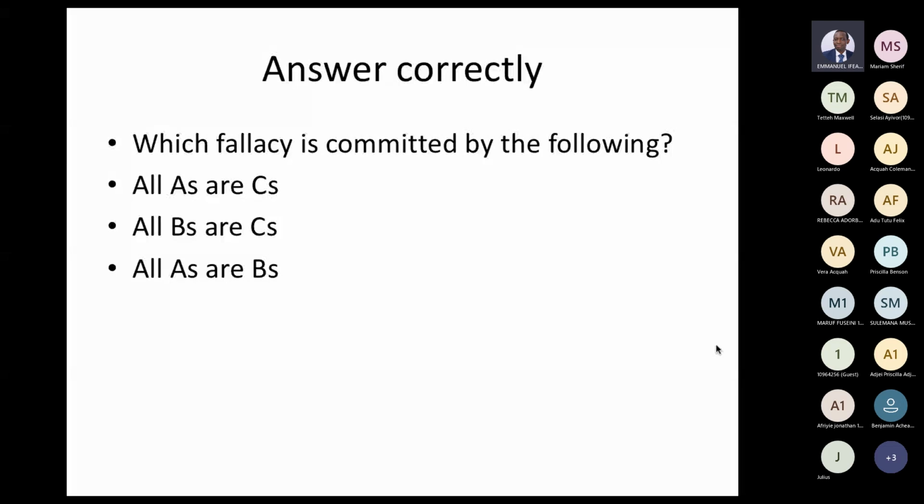Answer correctly. Which fallacy is committed by the following? All A's are C's. All B's are C's. Therefore, all A's are B's. You can put it in words to find out what kind of argument it is, or what fallacy it is committing. All Ghanaians are Africans, all Kenyans are Africans, therefore all Ghanaians are Kenyans. So it is the second hypothetical fallacy.